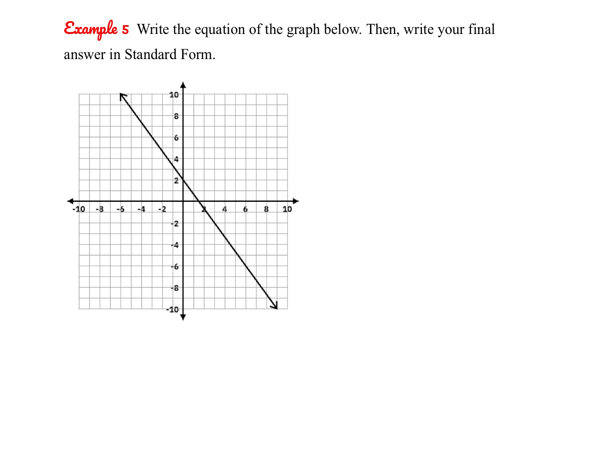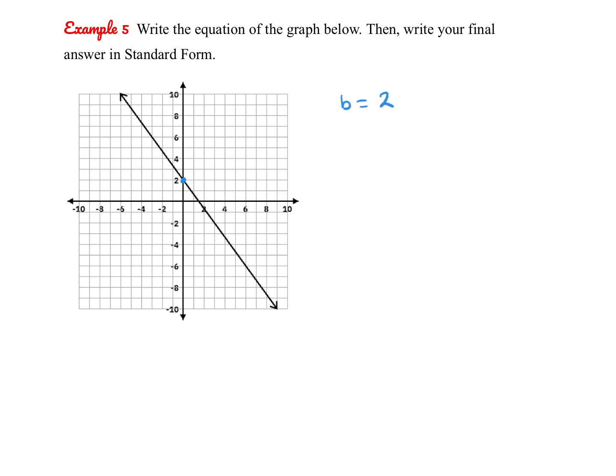All right, let's give this one a try together. So here we are given a picture of a graph and we are going to write the equation and then rewrite our final answer in standard form. So in this picture, we can actually see all of the information we need. We can see that our y-intercept is 2 right here. So that means that our b value is 2.